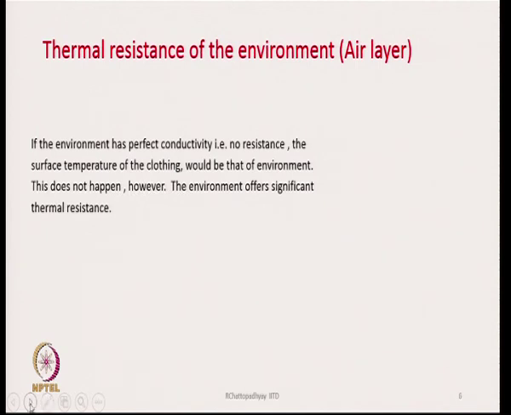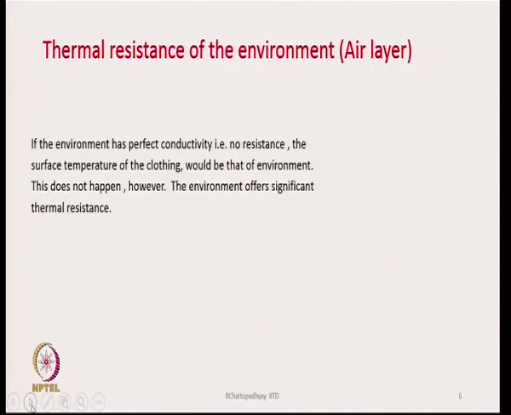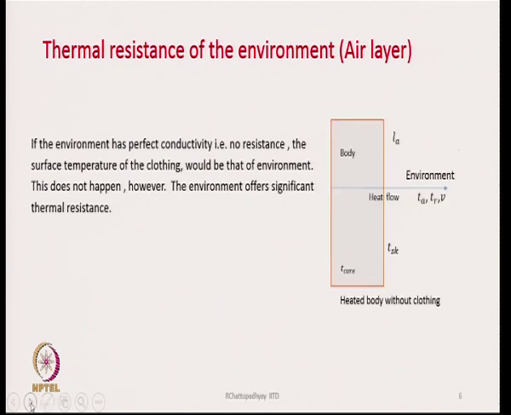Now comes thermal resistance of the environment, that is the air layer. If the environment had perfect conductivity, that is no resistance, the surface temperature of the clothing would be that of the environment, because the surface of the clothing is in contact with the outside air. So, we would expect the clothing surface temperature and air temperature to be the same, but that does not happen. The environment offers significant thermal resistance. That basically means that the boundary layer of air is actually giving certain resistance. So, here is a body and the heat flow is shown, and the body is nude, as if there is no clothing on the person.